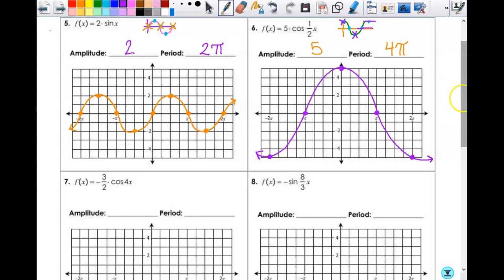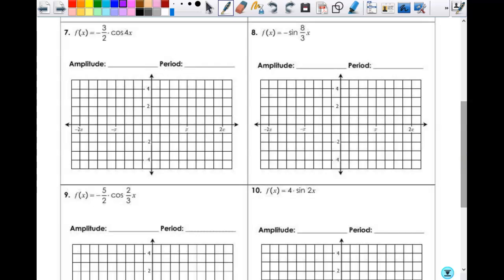What is my amplitude on number 7? 3/2. But there's a negative here that's still important. What does that do? Reflects. It's going to reflect in what? In the x-axis, okay? What is the period? Pi halves, because it's going to be 2 pi over 4, right? And that is pi halves.